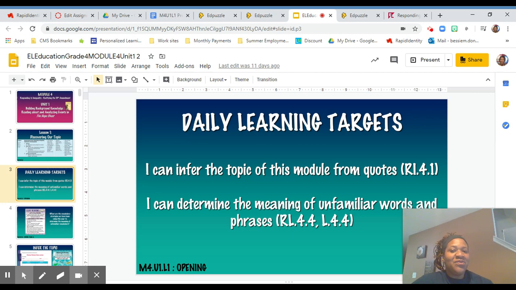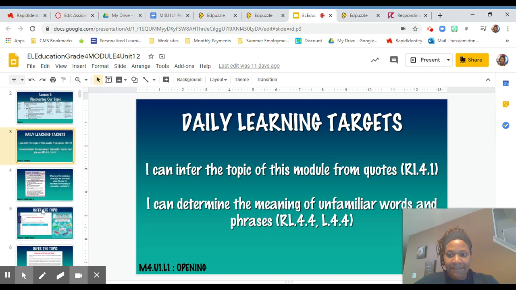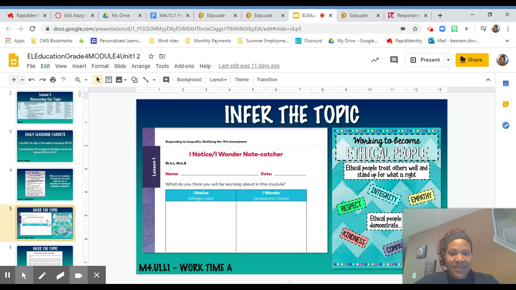Now let's think about what that means. I can infer the topic of this module from quotes. I want you to stop for about 5 seconds and put it in your own words, in your head, or you can say it out loud. Alrighty, so inferring the topic, we will be using the same thing that we did in the classroom.